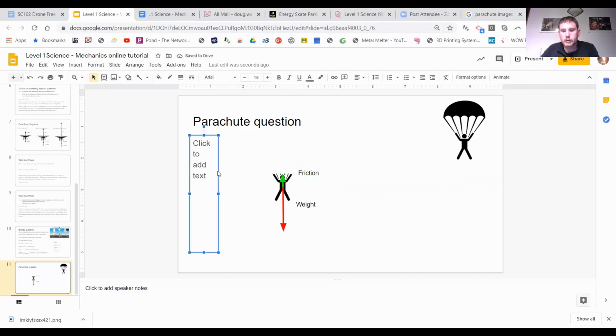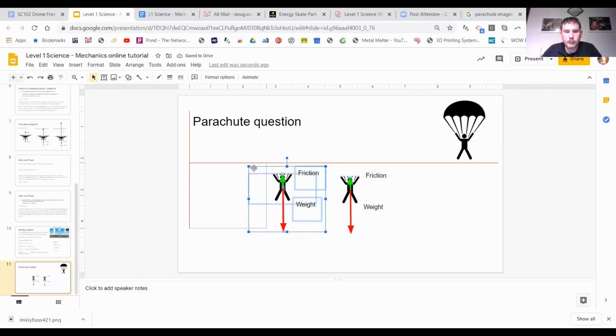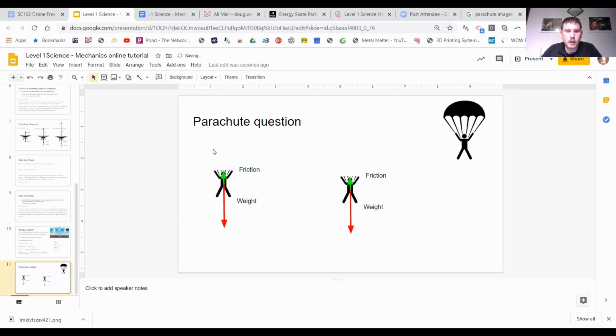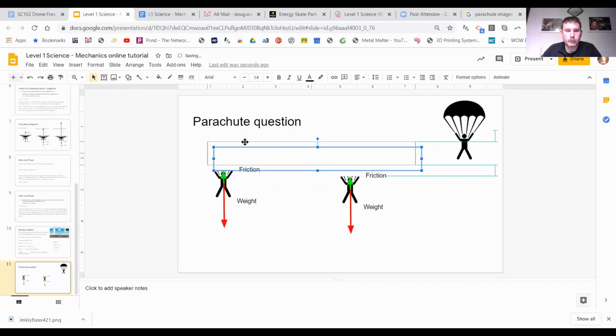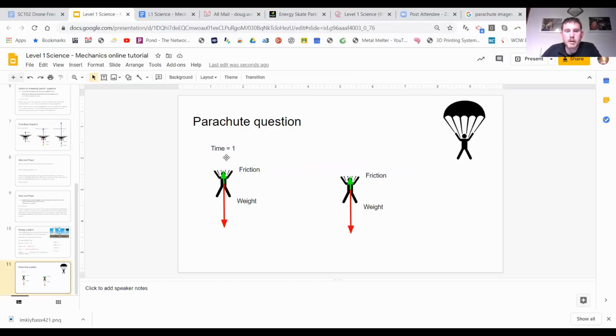I think I can get rid of that box. Okay, now a moment later, let me just tidy things up a little bit. Okay, let's call this t equals 1. What I mean by time equals 1, call it 1 second if you like, after they've jumped out of the plane.